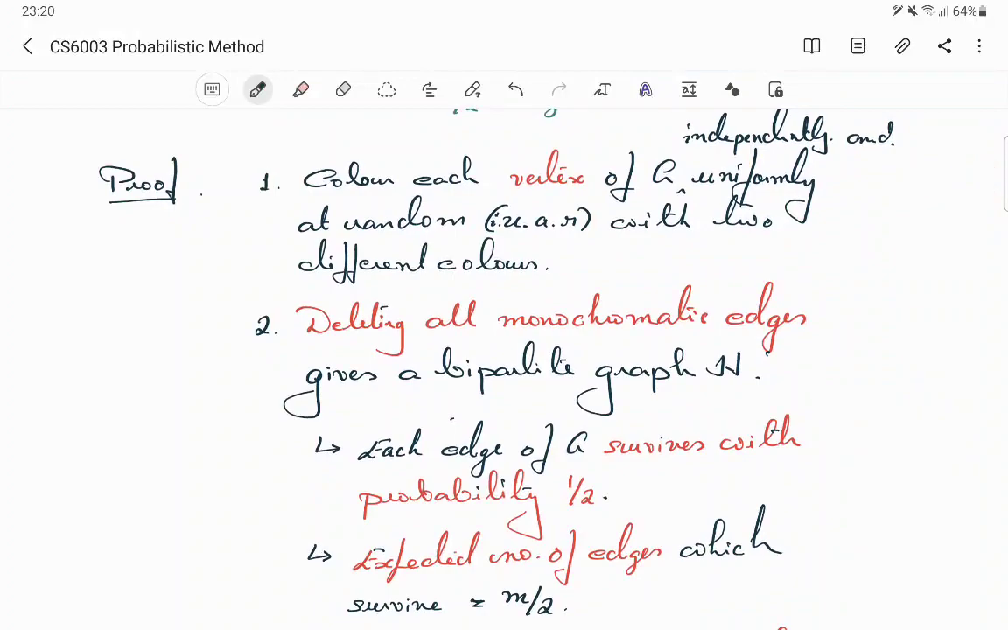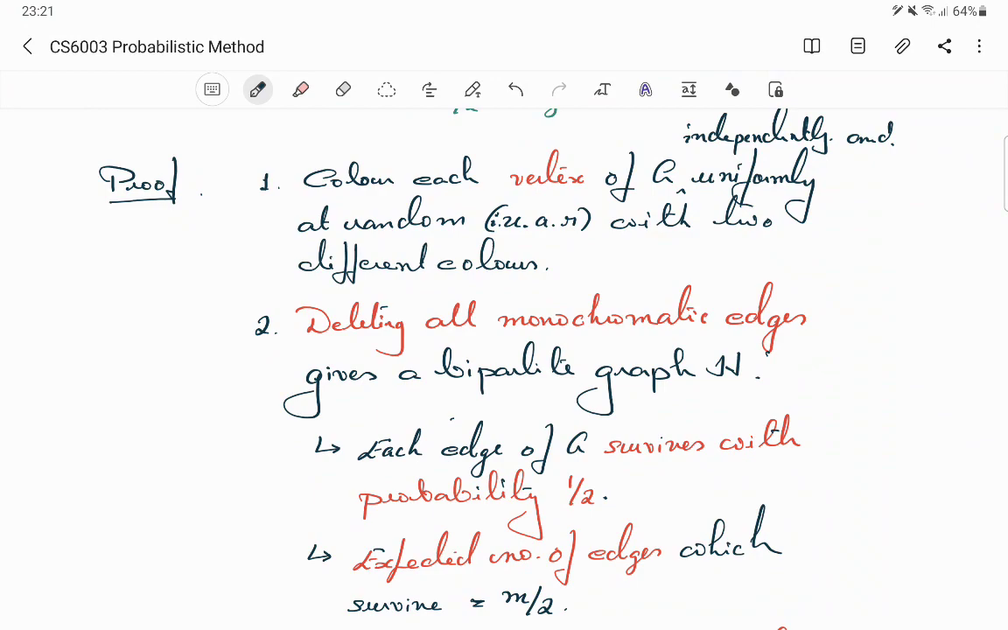Now intuitively this is a very believable argument. You can make it rigorous. By the way, the survival of two different edges are not necessarily independent events. For example, if the two edges share a vertex, then it may be possible that there is a dependence.